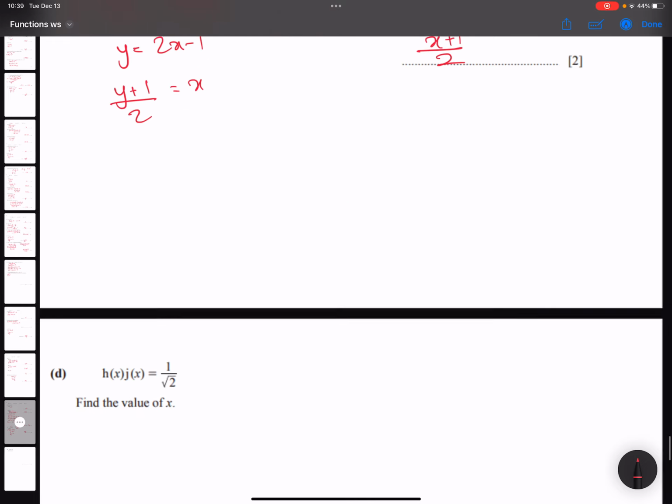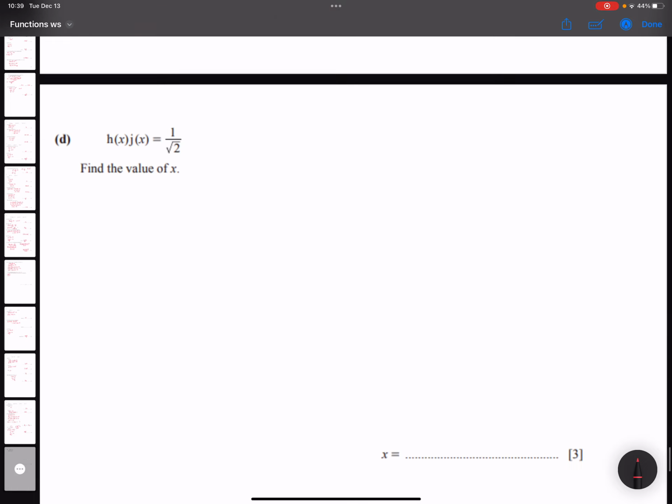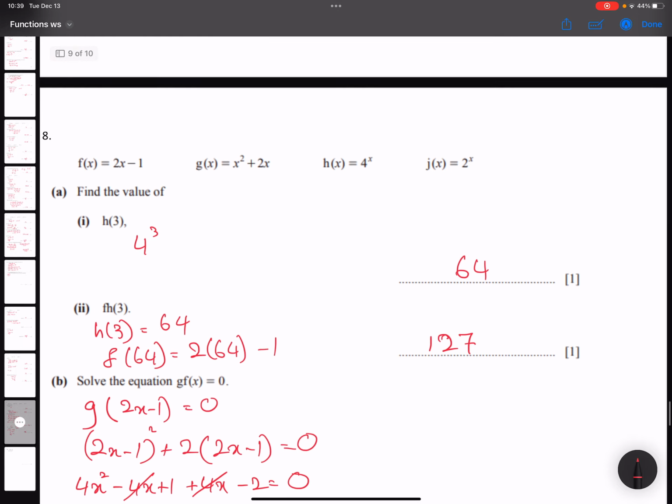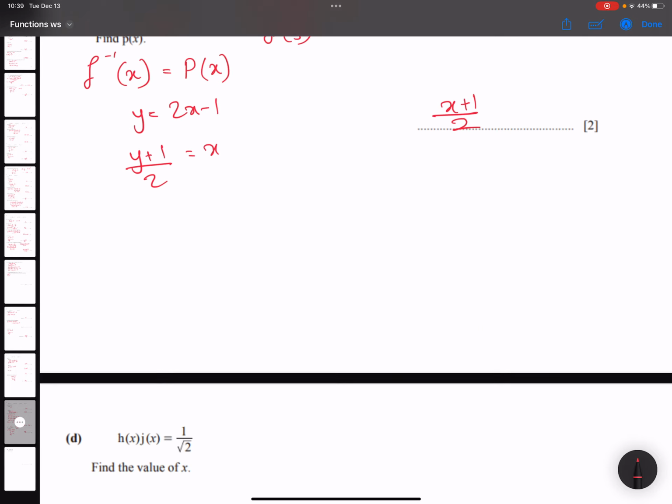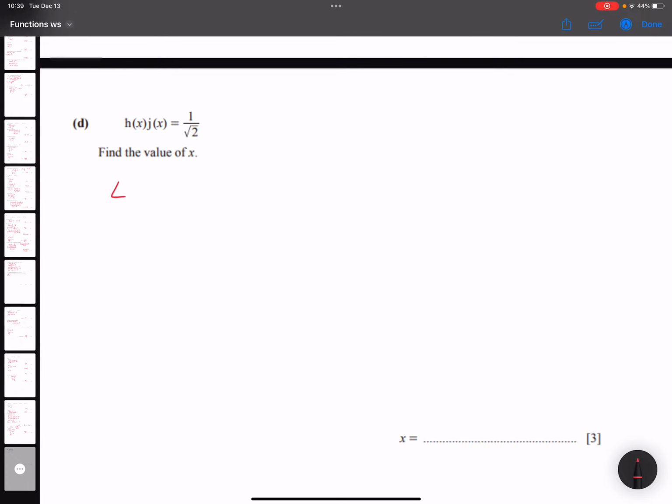All right. h of x, j of x is equal to 1 over root 2. So h of x, j of x is not a composite function. It means that they're multiplied with each other. And h of x is 4 to the power of x times 2 to the power of x. So 4 to the power of x times 2 to the power of x equals 1 over root 2. This can be 2 to the power of 2, 2 to the power of x, and 1 over 2 to the power of half, because the root is half.